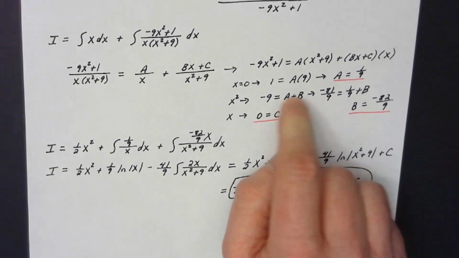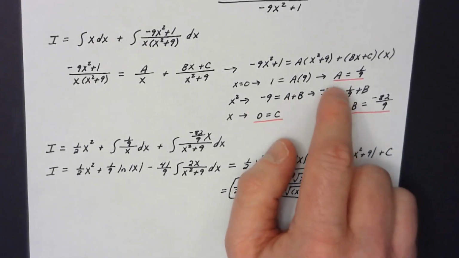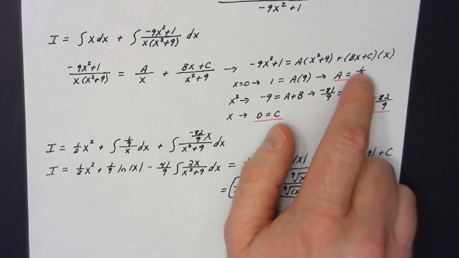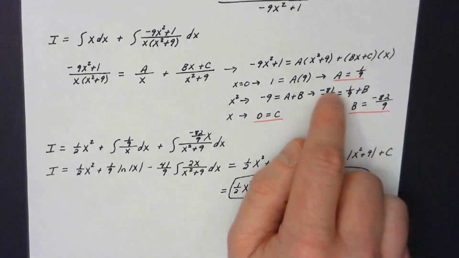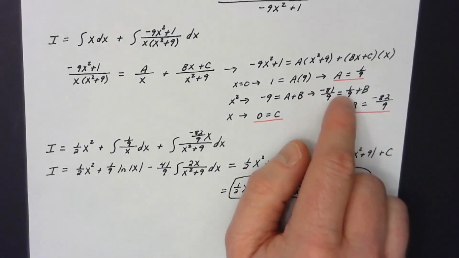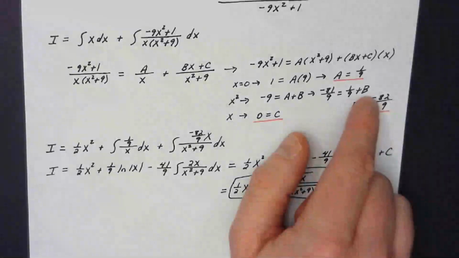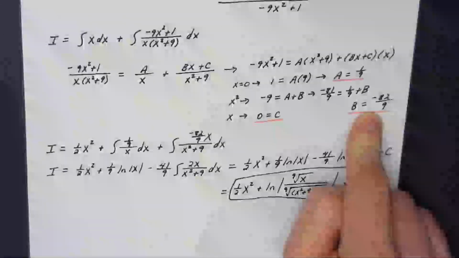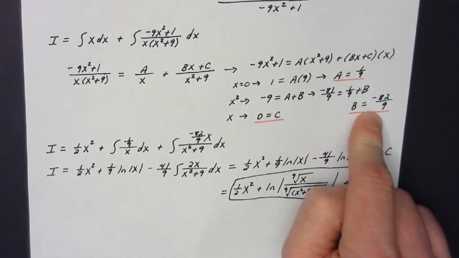Well, I already know negative 9 is the same thing as negative 81 over 9. I just got a common denominator with the 1/9 that I knew a would equal. So negative 81 over 9 is equal to 1 over 9 plus b. Subtract 1 over 9 on each side. That gives me b is equal to negative 82/9.